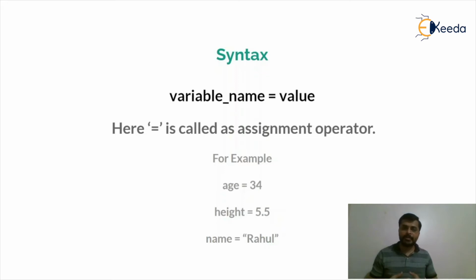So as an example, age is a variable which stores a value 34 which is assigned to it. Height is a variable which is assigned a value 5.5. Name is a variable which is assigned a value Rahul. So we can create a variable and assign it any of the values, whether it can be a number or it can be a string.